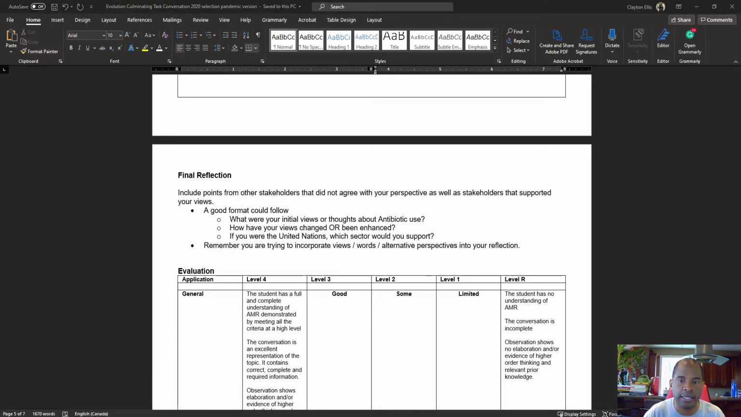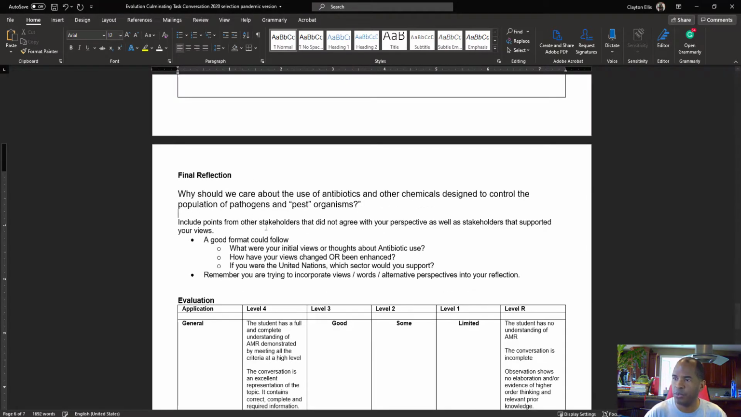The question would look something like, why should we care about the use of antibiotics and other chemicals designed to control the population of pathogens and pest organisms? Right? So your question, here it is on the screen, will look like that. And if you can answer that question in a paragraph, maybe 2, using your own words, that's the kind of question that I'm looking for.